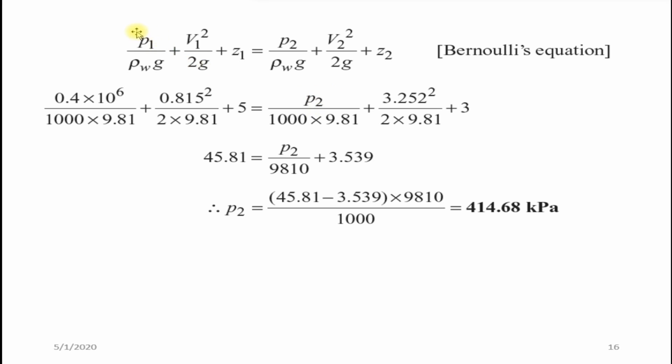Then pressure is given in terms of megapascal. Mega is 10 to the power of 6 Pascal. Convert that to proper SI units required to solve the problem. So if you substitute all the values in proper SI units, you will get P2 as 414.68 kilopascal. P2 is pressure intensity at section 2.